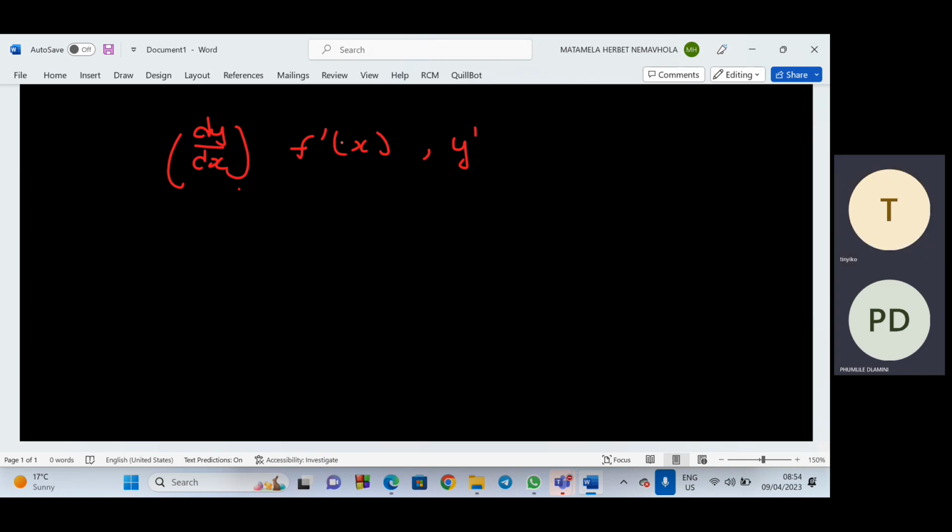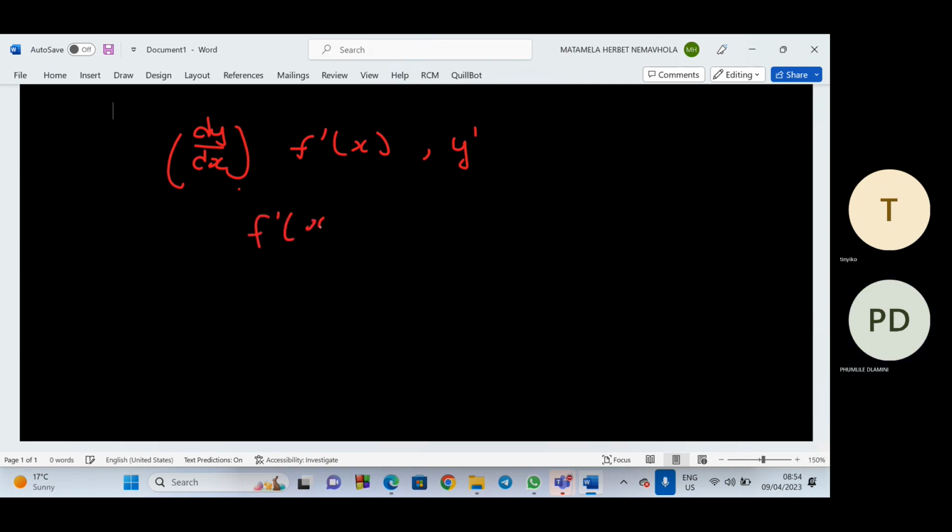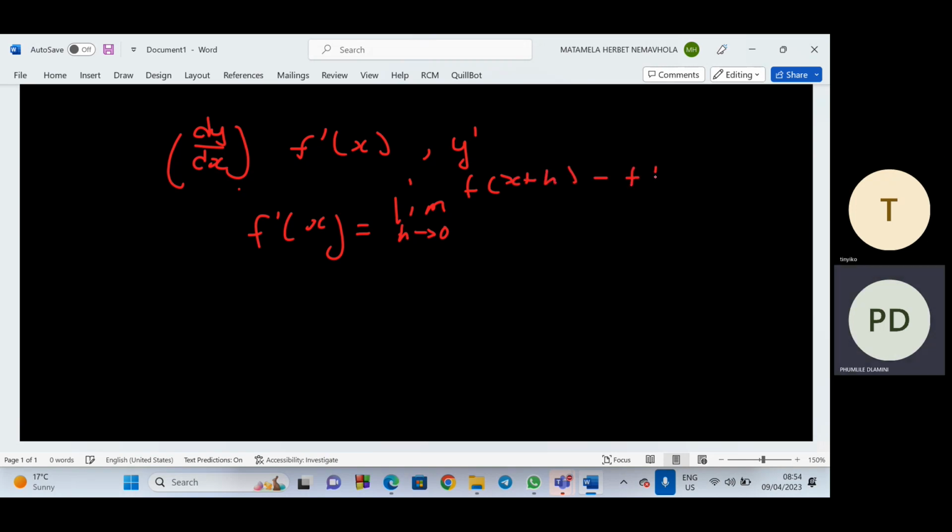So if we are given an equation, before in high school you used to calculate, they would say find it with first principle, whereby f prime of x equals the limit as h approaches 0 of f of x plus h minus f of x over h. This was the first principle.